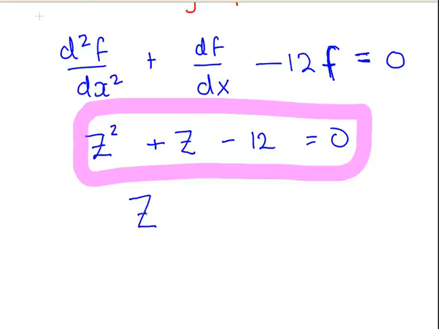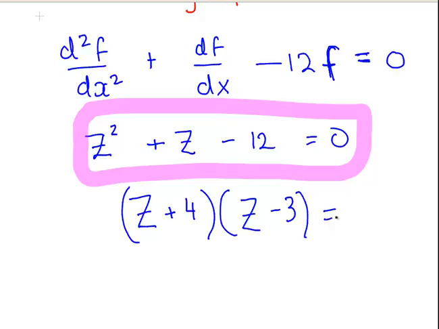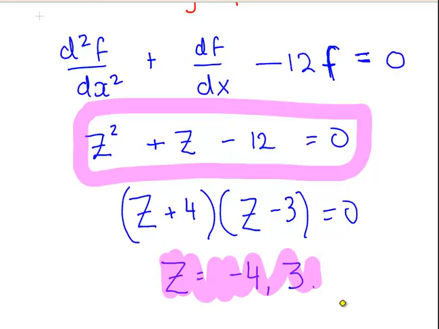It actually works out to be z plus 4, z minus 3 equals 0. So the roots are minus 4 and 3. Nice, two distinct roots there. What we're going to do is use them later. I'm going to save them for a while. That's a big step taken there, but I'm going to save that for a while.